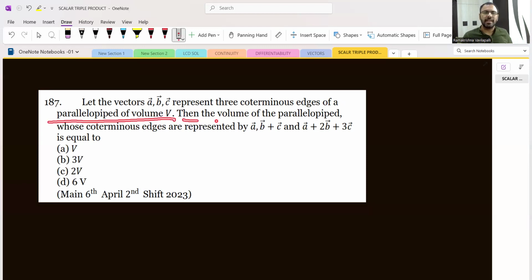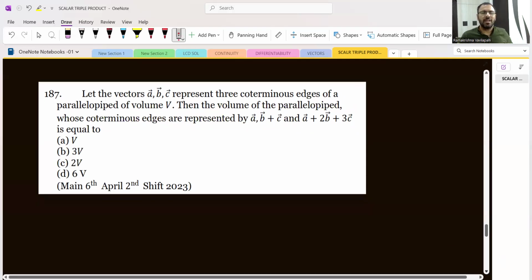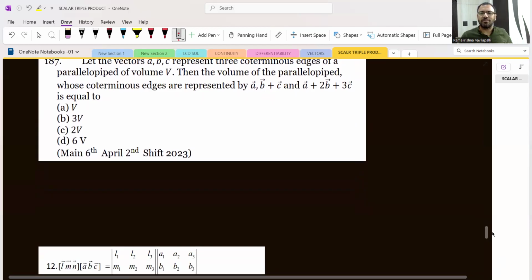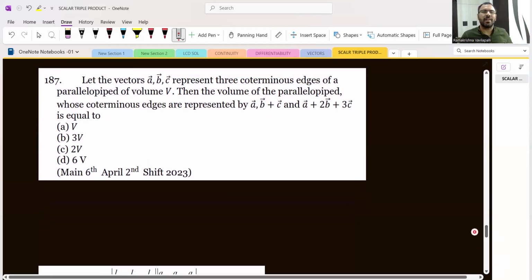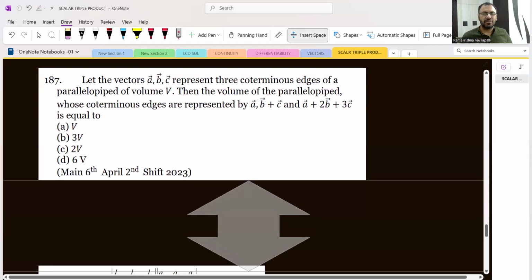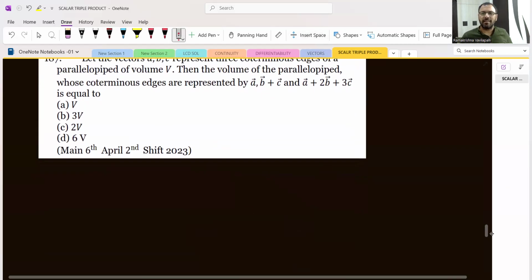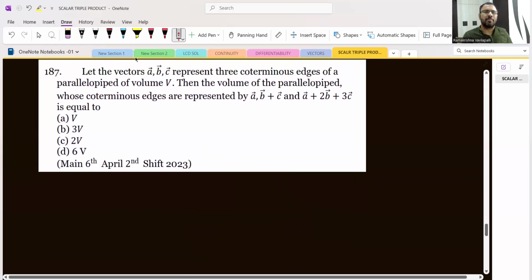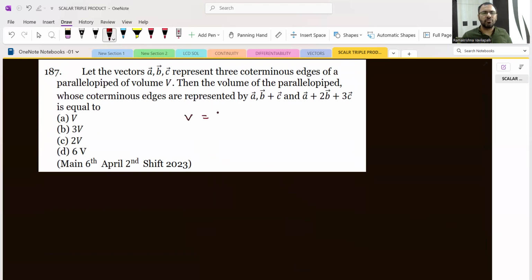Second sentence: then the volume of the parallelepiped whose coterminous edges are represented by A bar vector, B bar plus C bar vector, A bar plus 2B plus 3C vector. They are asking what is that volume? It is very simple. They have given that the volume of the parallelepiped V is equal to box of A bar, B bar, C bar.